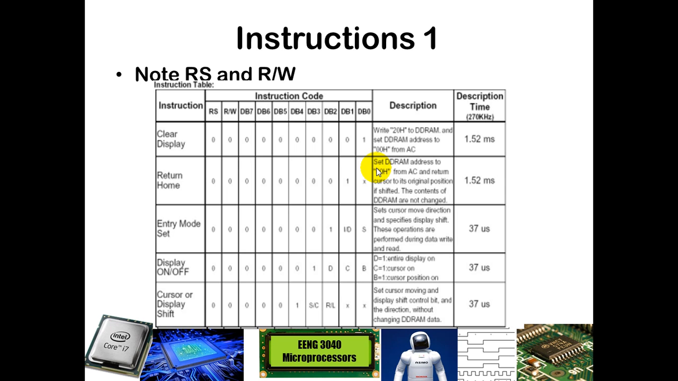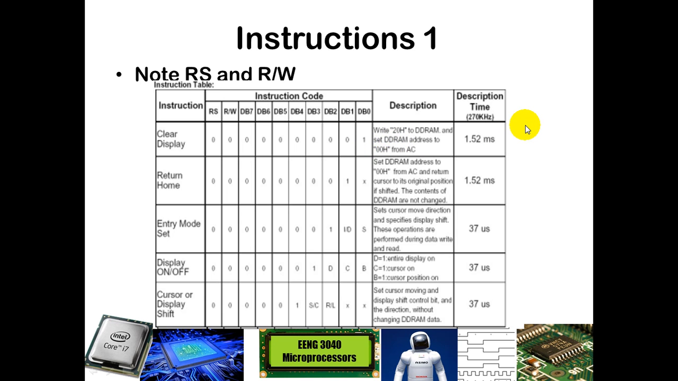So here you can note the instructions. There are several different things that you can do, and so in this case we're talking about instructions. So your RS is going to be 0. You're going to be writing these instructions, so your RW is going to be 0. And then here are the values that get written. So if you write out zeros with a single 1 over there, so hexadecimal 0, 1, that clears the display.